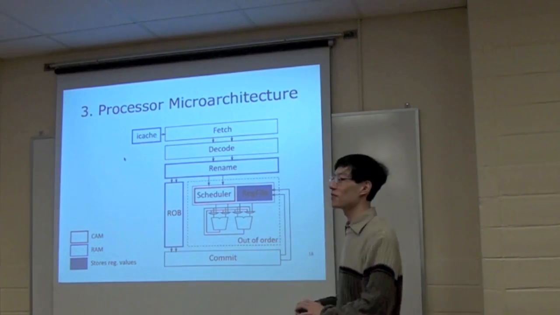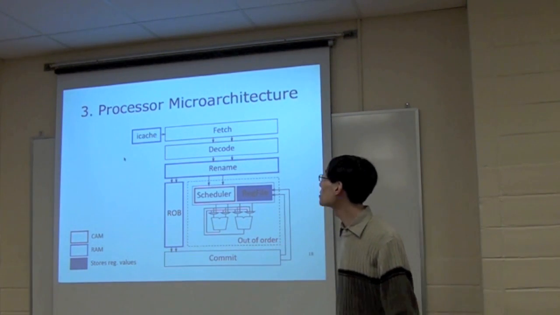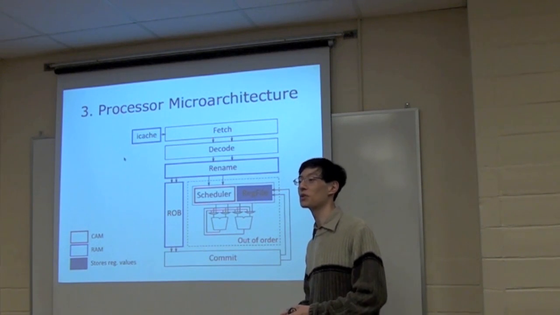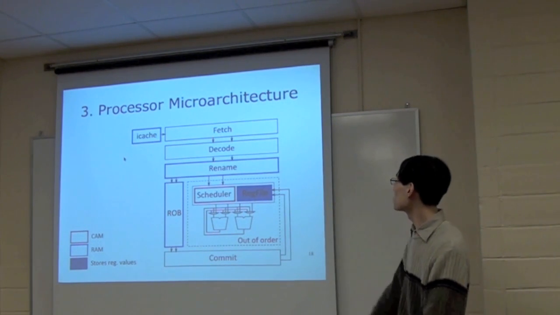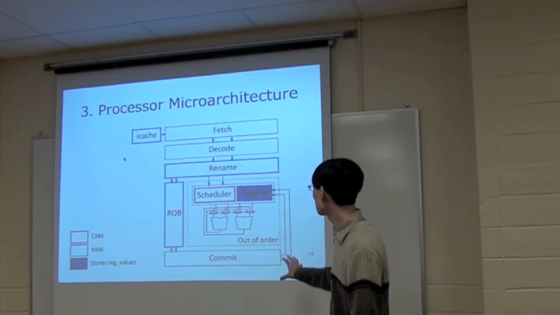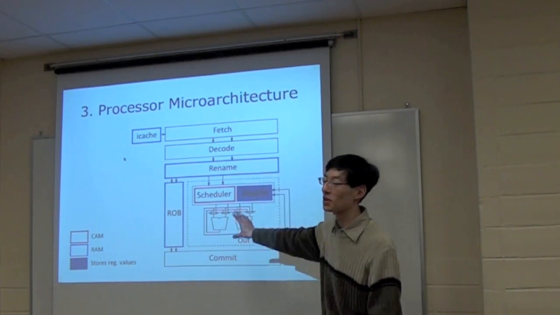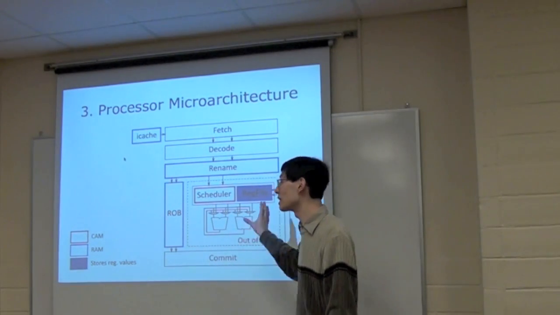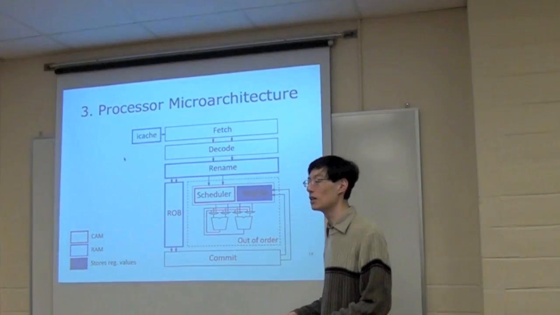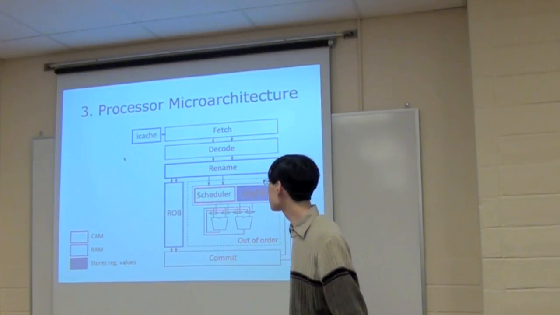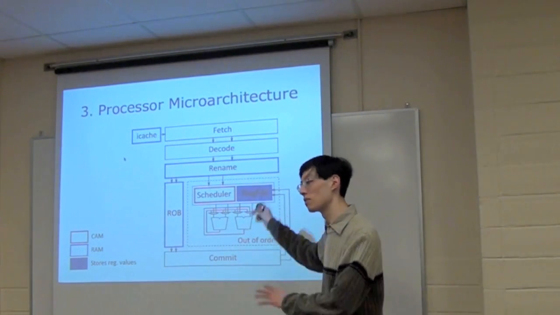Shown here is a somewhat abstract version of an out-of-order processor pipeline. You can see that most of the processor is in order, except for this execution core here that's out of order. The design of the out-of-order part actually varies quite a bit between different designs. The in-order part is fairly standard.